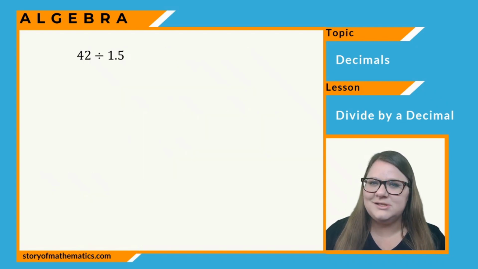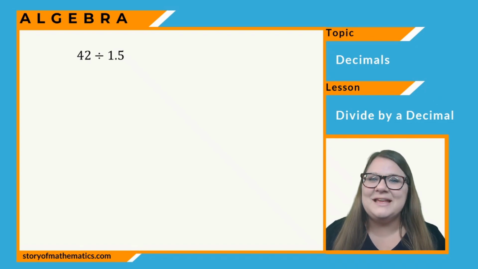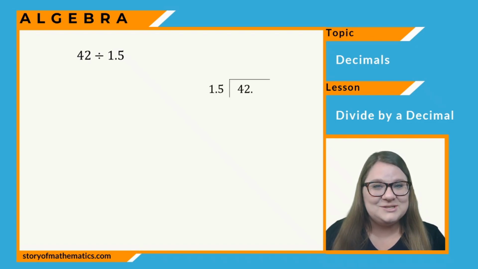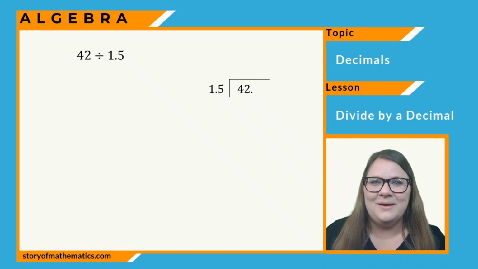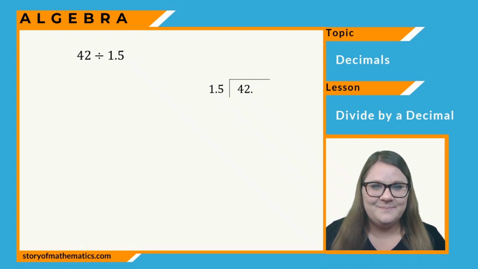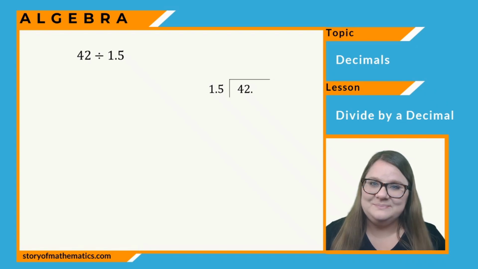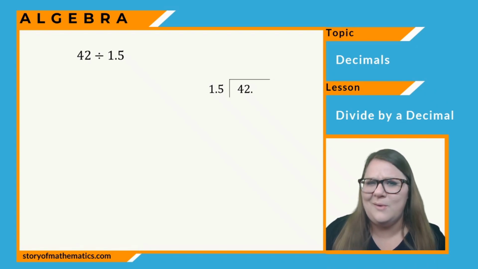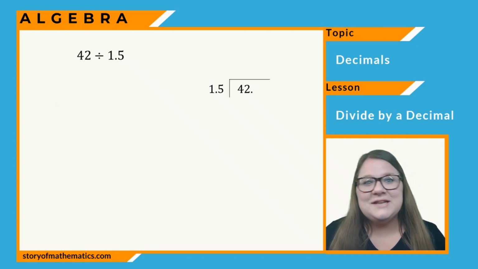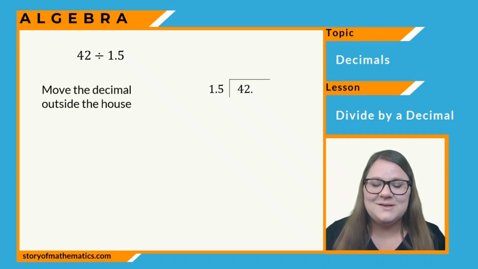Let's try 42 divided by 1.5. I'm going to start by putting that in the long division format. Again, 42 goes under the house, 1.5 goes outside of the house. Notice that I went ahead and marked down where the decimal is in 42. Since it's a whole number, it's 42 point. Makes it a little easier to work with when I'm moving decimal places if I show where it is to start with.